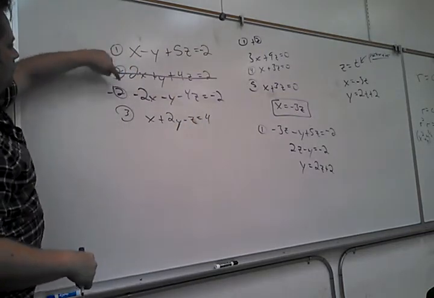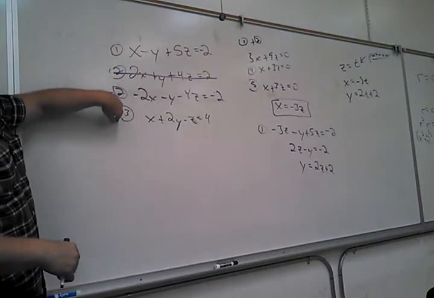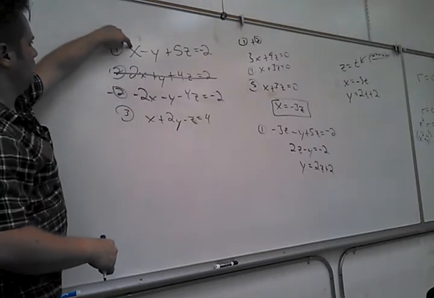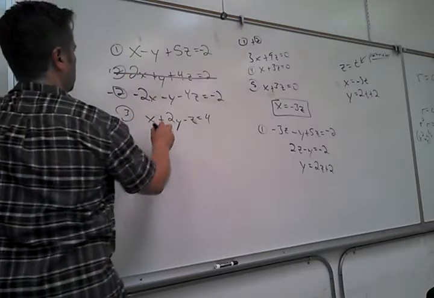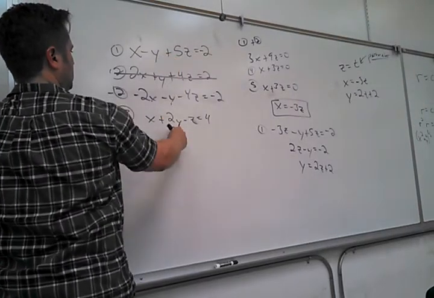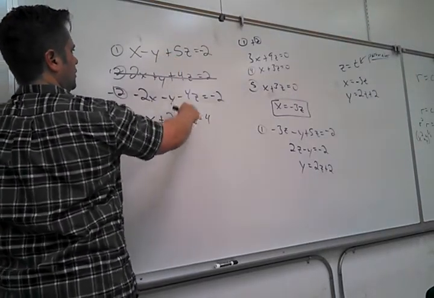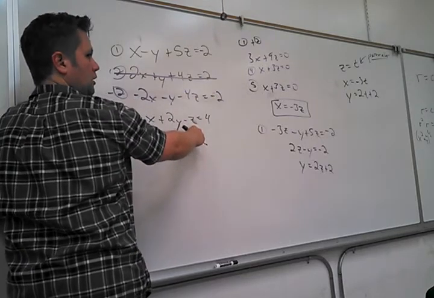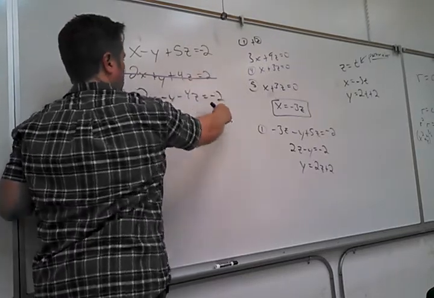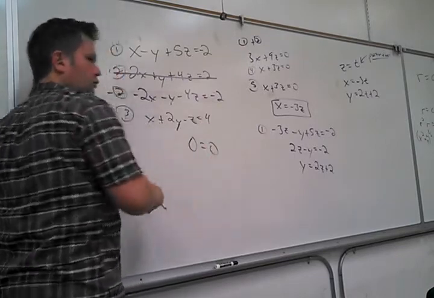If I add all 3 of these together now, what do I get? x minus 2x plus x, 0. Negative y minus y plus 2y, 0. 5z minus 4z minus z, 0. Negative 2 minus 2 plus 4, 0. So 0 equals 0.